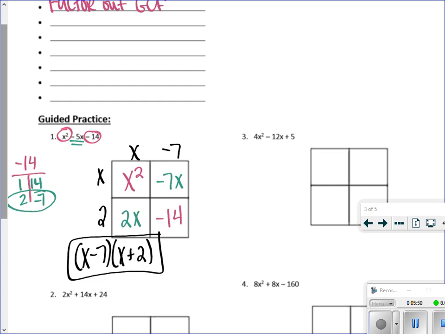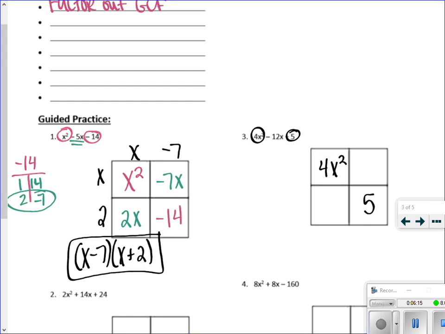Okay, we're going to go to number 3. Is there a GCF on number 3? No. Since there's not, the 5 messes it up. So first term in the first box, last term in the last box, multiply those numbers, the constant times the coefficient.